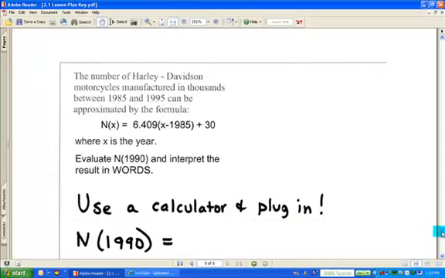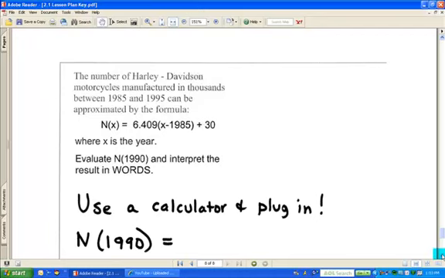The last question is actually a model. What this model tells us is how many motorcycles are being manufactured between the years 1985 and 1995. Notice that it's very clearly stated that x is the year, and notice that N of x represents the number of motorcycles, but it's measured in thousands.